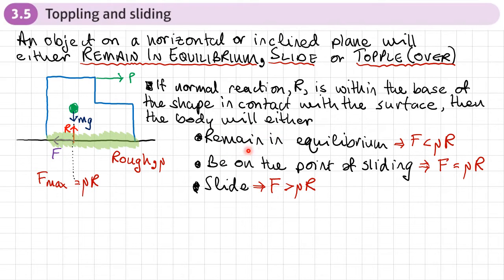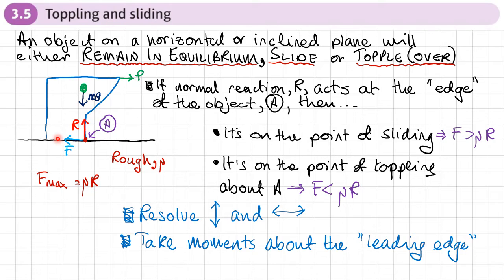It will either remain in equilibrium, and it will remain in equilibrium if F, this force here, is smaller than mu R. Now we can work out F and we can work out mu R by resolving horizontally and vertically. So horizontally, for example, I will have P is equal to F, and vertically I will have R is equal to mg. So I can then compare F with mu R. It can be on the point of sliding, in which case F is equal to mu R, or it will begin to slide if F is greater than mu R, and it will start to slide towards the right in this example.